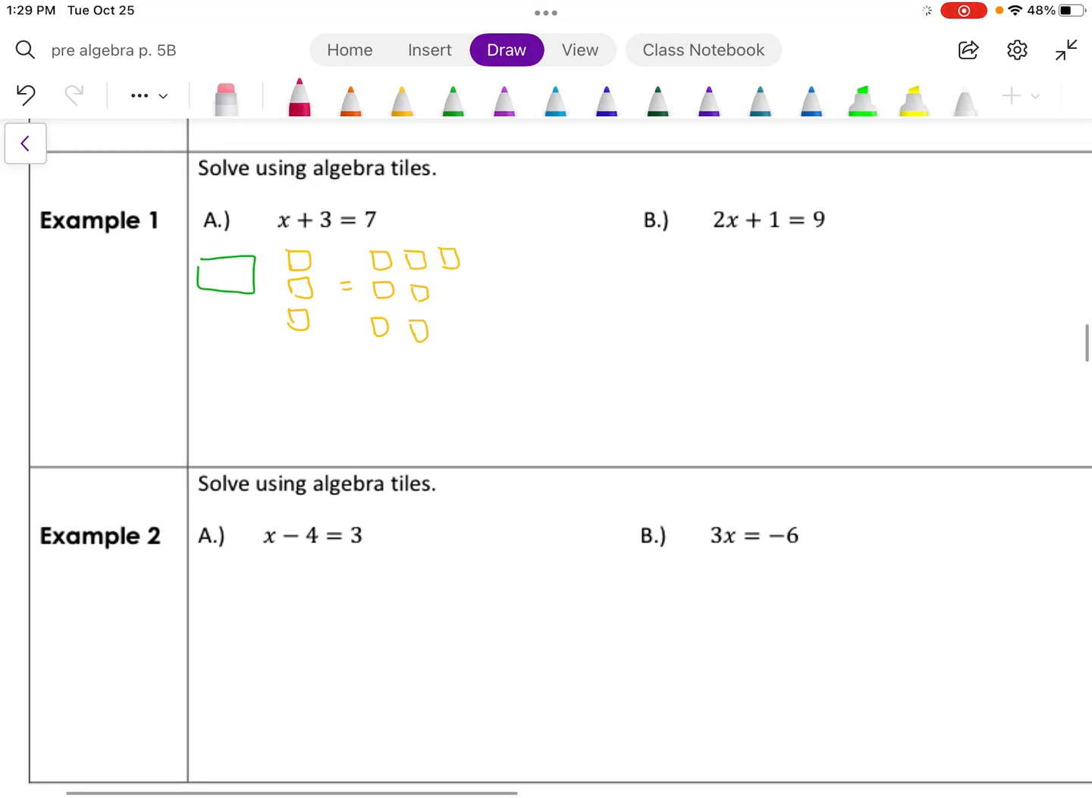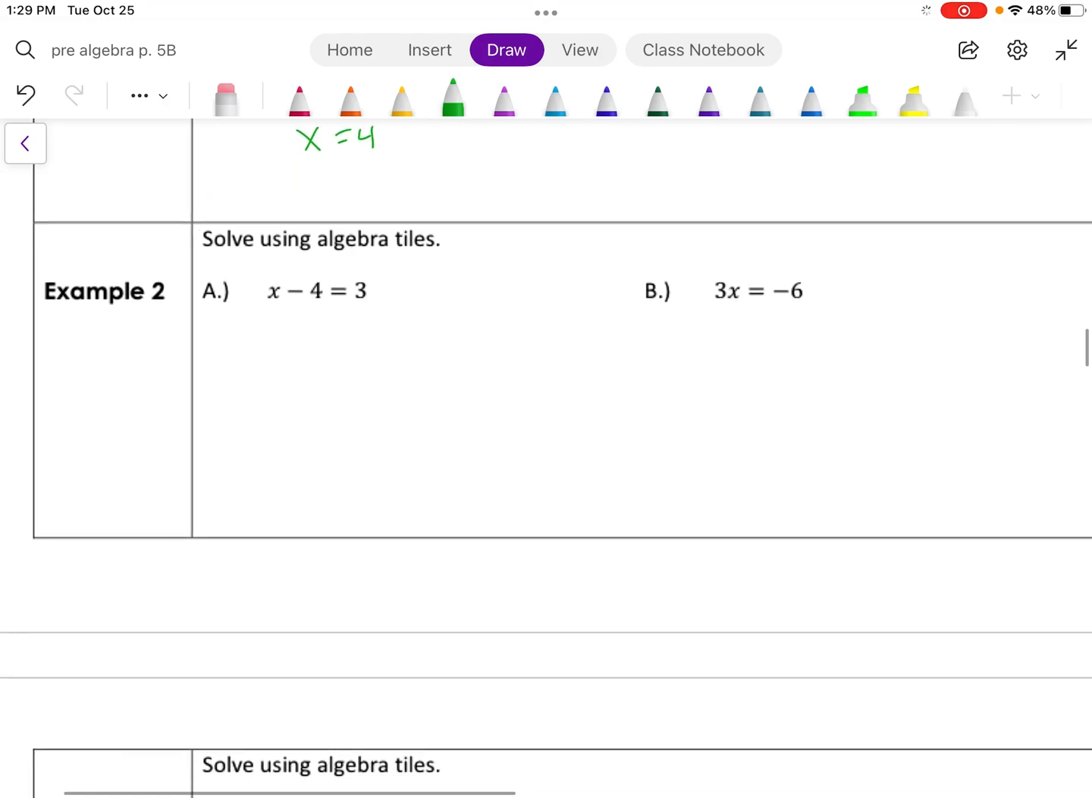Well, remember I want to get x by itself, so I would need to take away 3, or subtract 3, on both sides. So then all of these cancel each other out. So now what I'm left with is x equals 4. There's my answer.